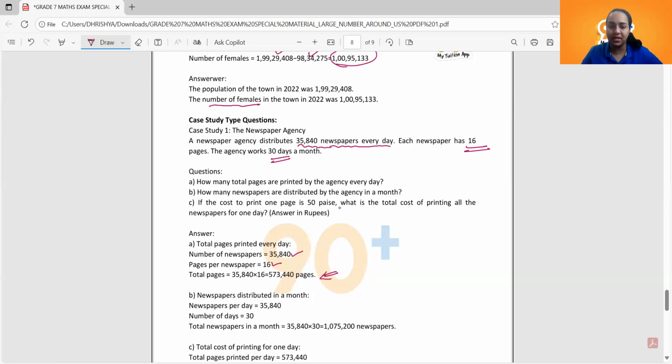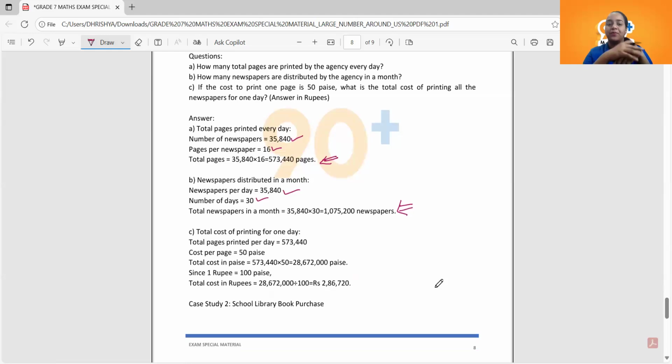Now we'll go to the B question. How many newspapers are distributed by the agency in a month? In a day, how many? 35,840. How many days does the agency work in a month? 30. So the total newspapers will be the number of newspapers a day times the number of days. 35,840 into 30. When you multiply, you will get the answer.